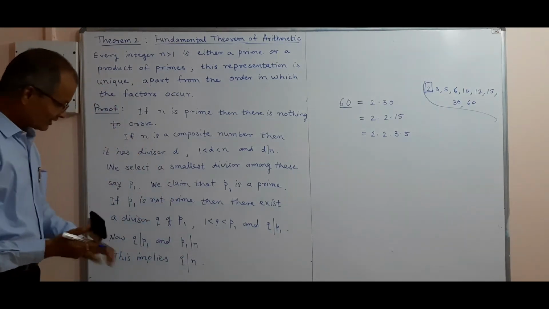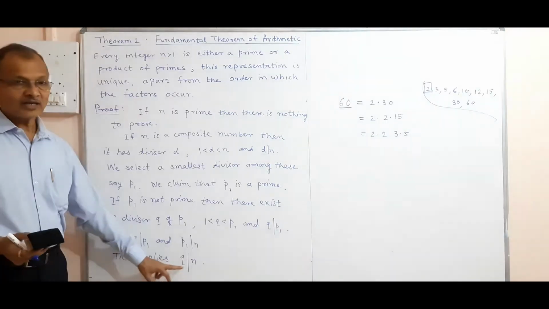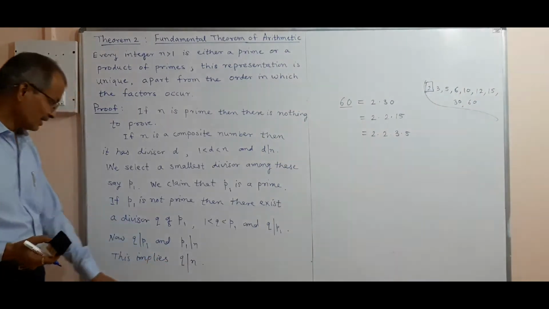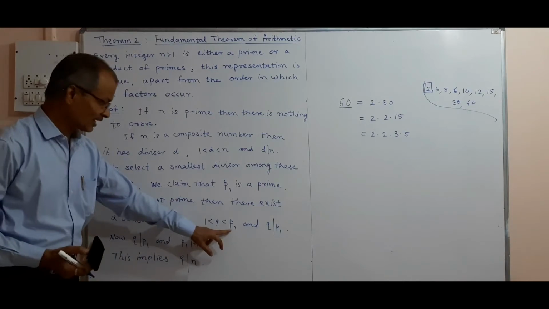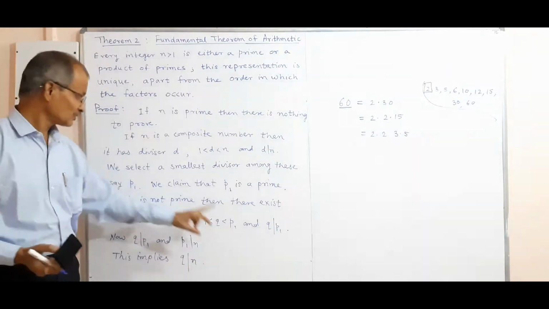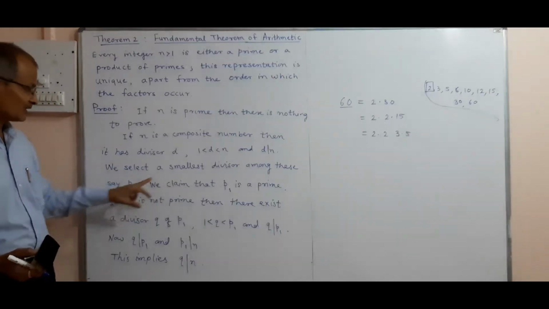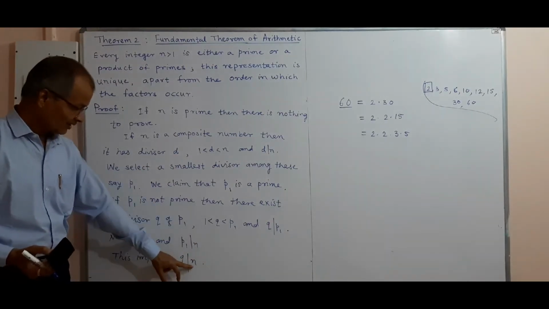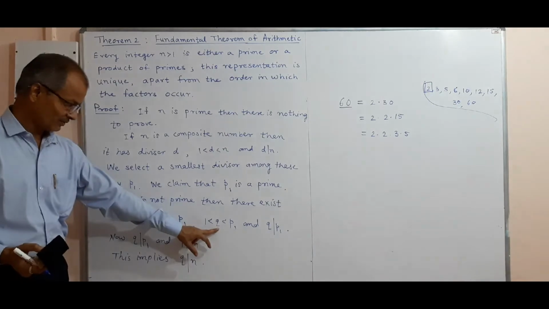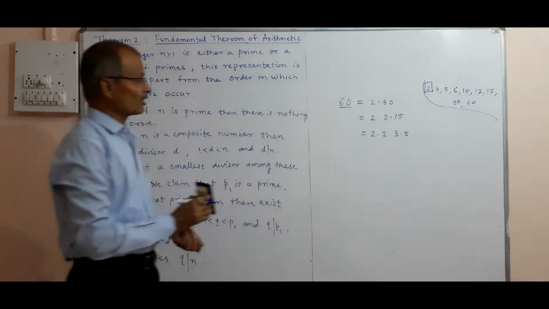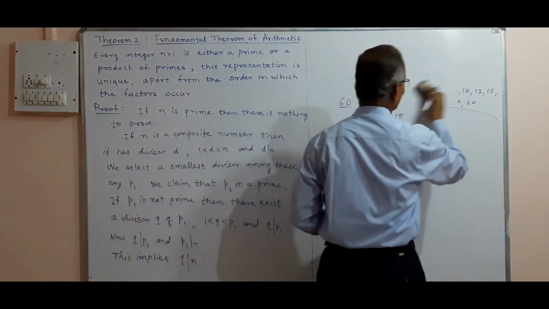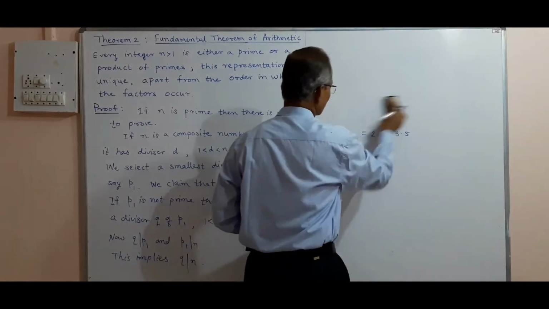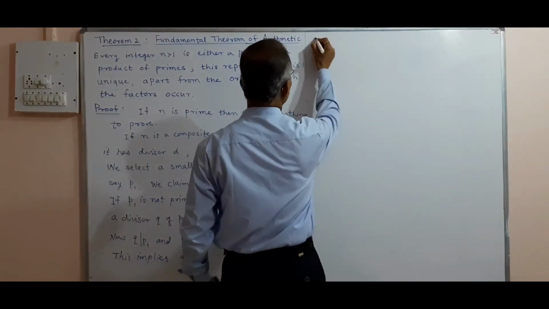And Q divides n means what? Q is a divisor of n, and we have written Q is smaller than P1. So this is a contradiction, because the smallest divisor of n is P1, and Q is a divisor of n which is smaller than P1. So that is a contradiction to our choice of P1.